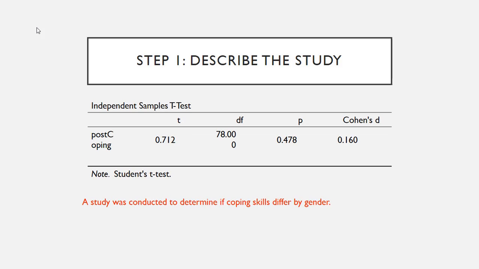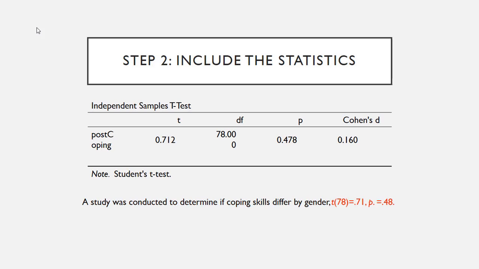The first thing I'm going to do is describe the study in my write-up. I have to let the reader know what basically the study was about. And so I just offer you this sentence in red. A study was conducted to determine if coping skills differ by gender. Just a very quick and dirty, this is what it is.